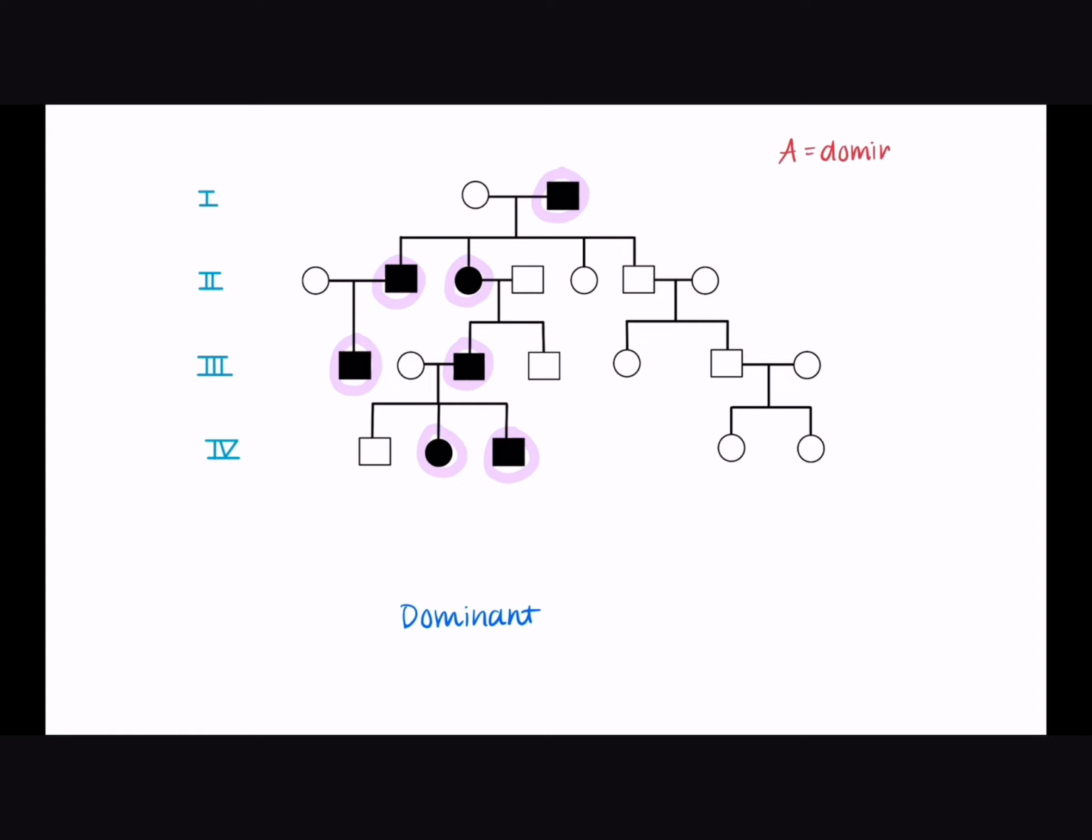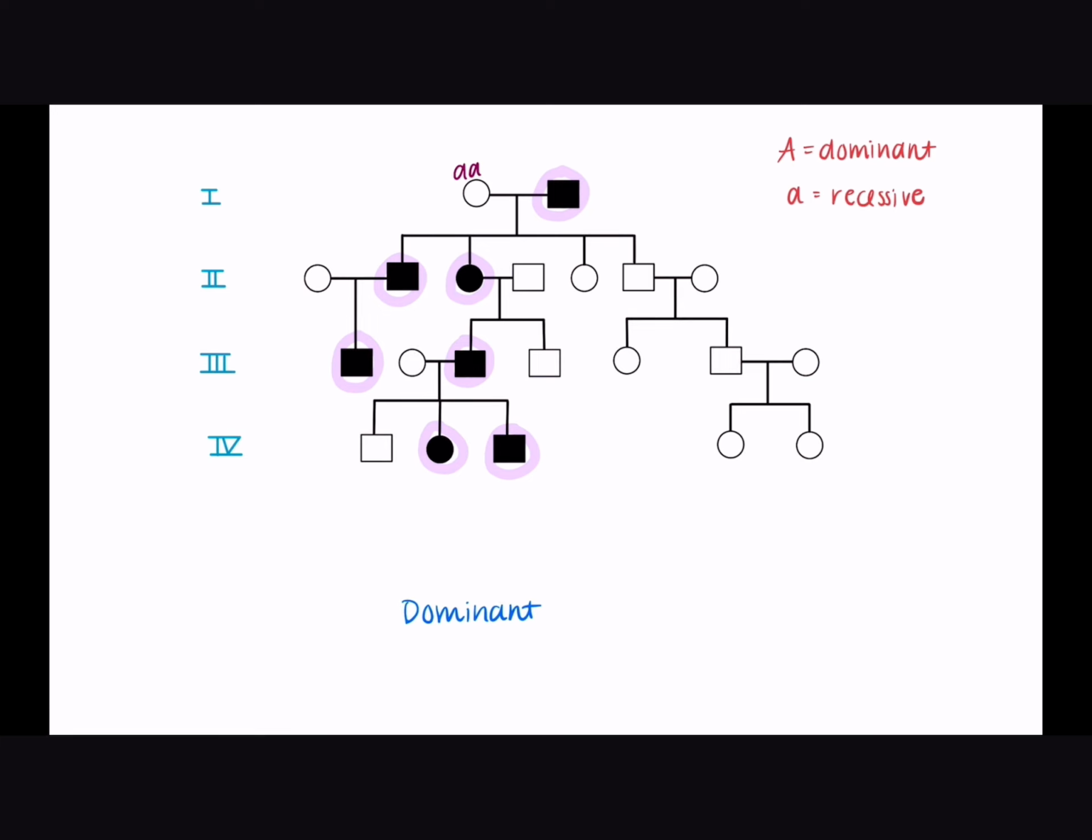We can assign the capital A to represent the dominant allele and lowercase a to represent the recessive allele. As this trait is dominant, this means that individual 1-1 is homozygous recessive as she is not affected. To determine whether the genotype of individual 1-2 will be homozygous dominant or heterozygous, we must use a Punnett square. Upon doing the Punnett square with the genotype capital A capital A for individual 1-2, we can see that all of the offspring must show the dominant phenotype, which is not seen in the pedigree. This lets us know that individual 1-2 is not homozygous dominant.